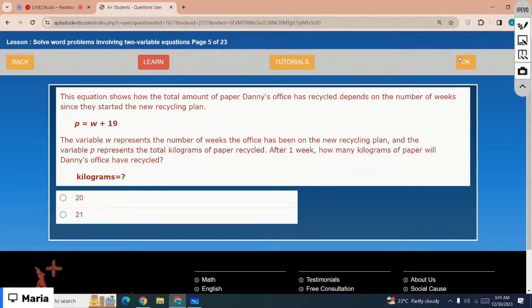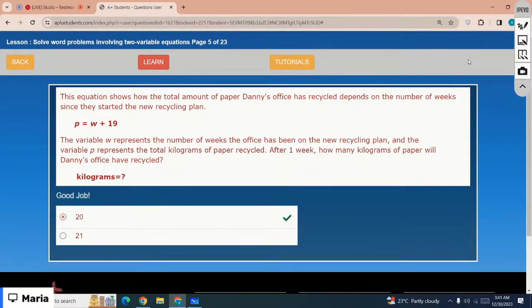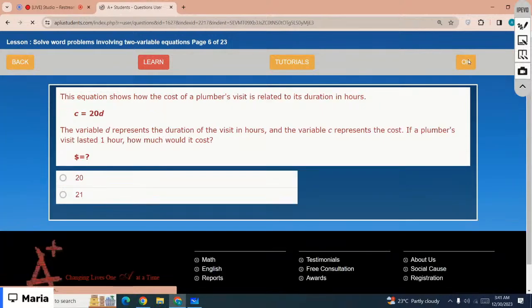Yes, the correct option is, you need to replace W equals 1, so 19 plus 1 equals 20. So the correct option is 20. Got it? Okay, you can complete the lesson by yourself later today.